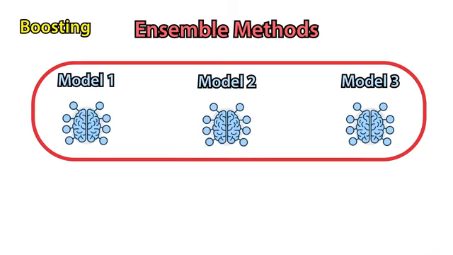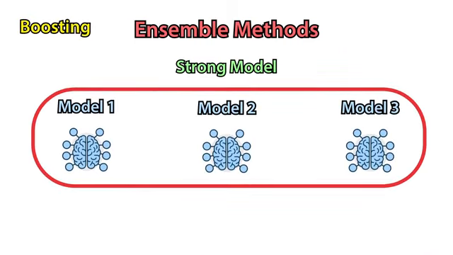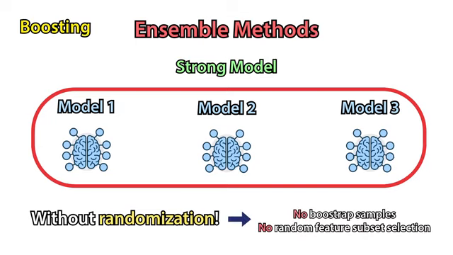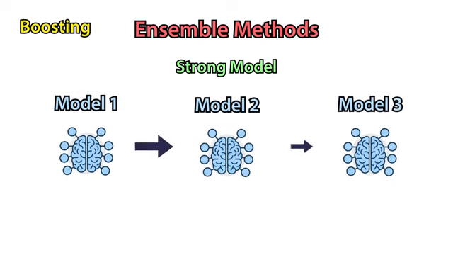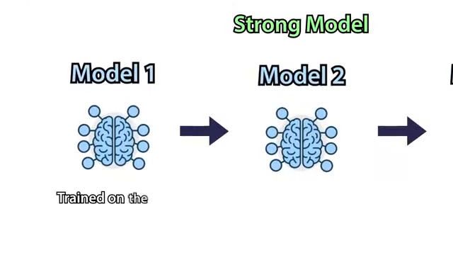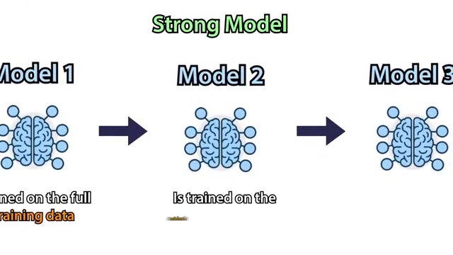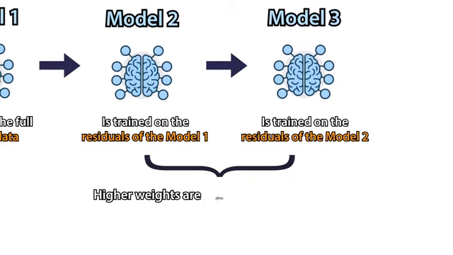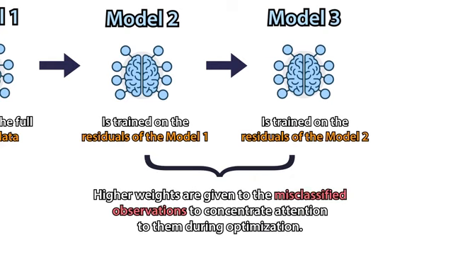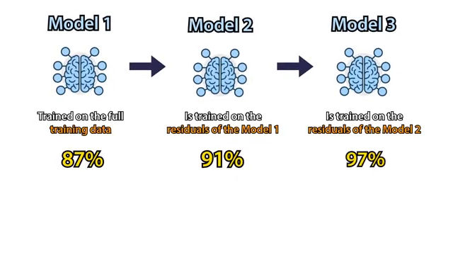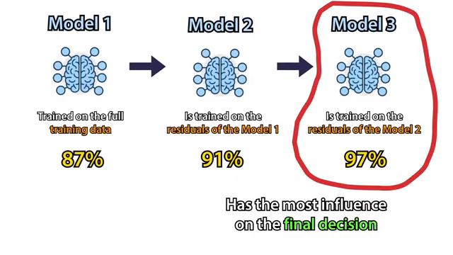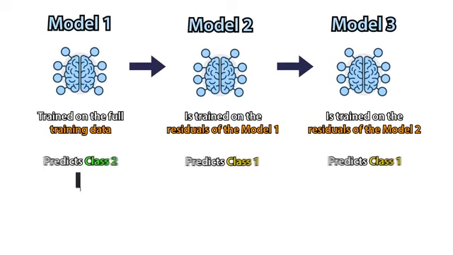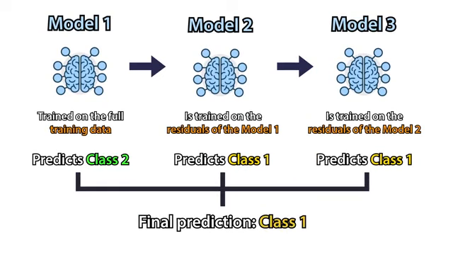Boosting is another popular technique. The idea is to combine several weak models to create a strong model without randomization. In this approach, models are combined in a sequential manner. The first model is trained on the full training data, and each subsequent model tries to correct the mistakes of the previous one. Higher weights are assigned to misclassified observations and smaller weights to correctly classified ones. During the prediction, models with higher performance are often given higher weights. Majority voting is often used for classification and averaging for regression.